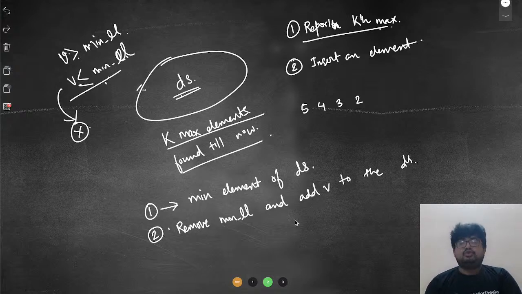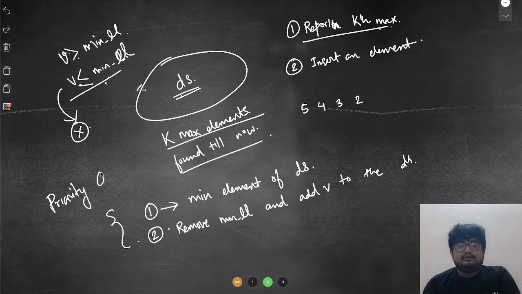So these are the two operations that we want to support, and that will solve the problem. We want to do both operations optimally. Is there a data structure that can do both of these operations optimally? There is. Which one? Priority queue or a heap, right? So a priority queue or a heap will basically do both of these operations.